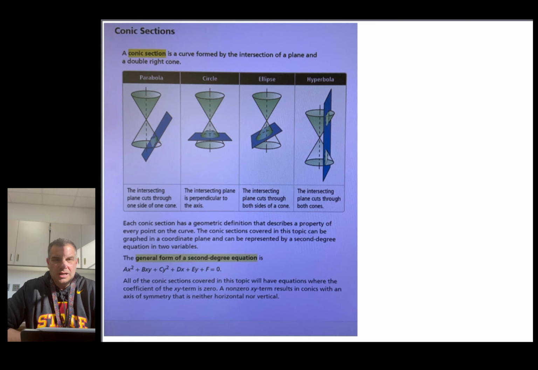Welcome to Chapter 9. We're actually going back to Chapter 9 now, and we're going to talk about conic sections in Chapter 9. We're going to kind of dance around between the sun here, looks like, for a little bit with this lesson, but that's okay. We're going to deal with conic sections in Chapter 9.